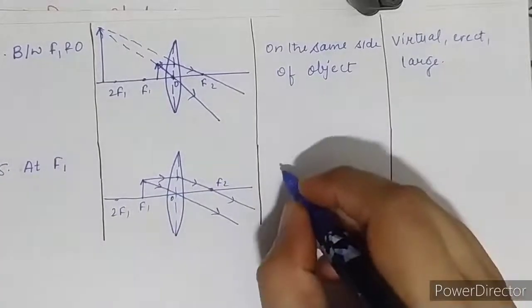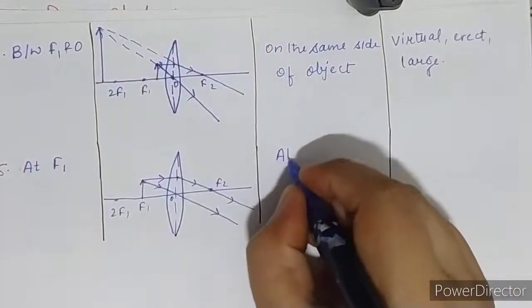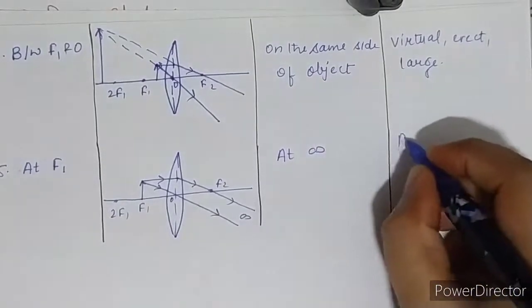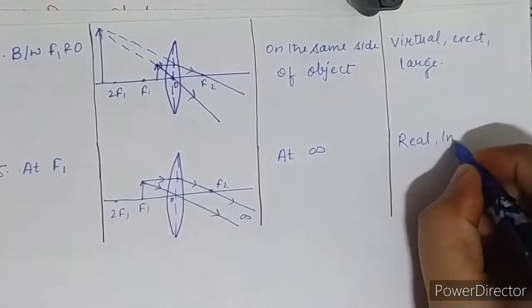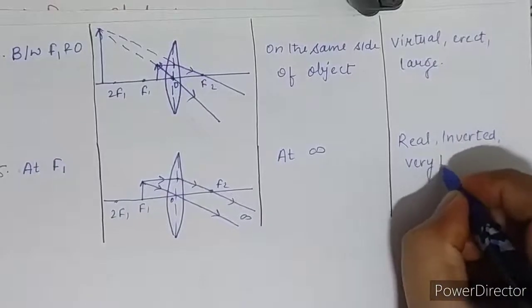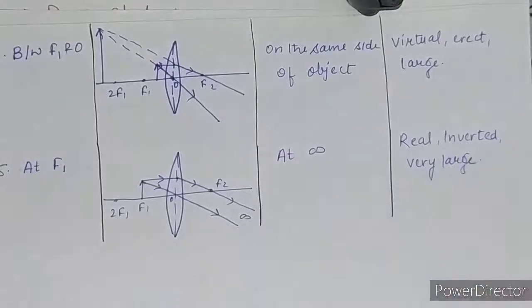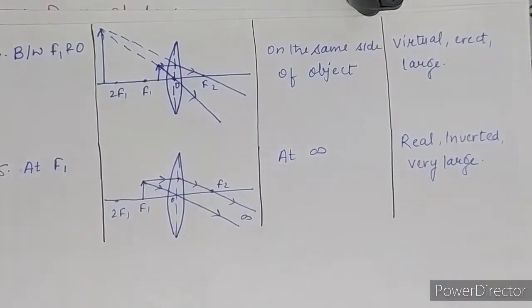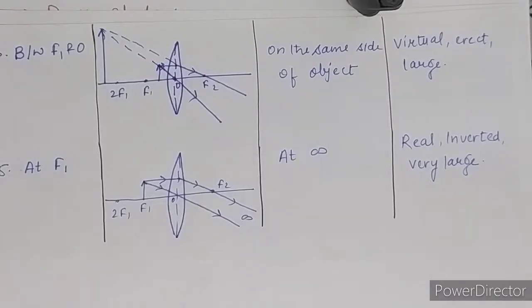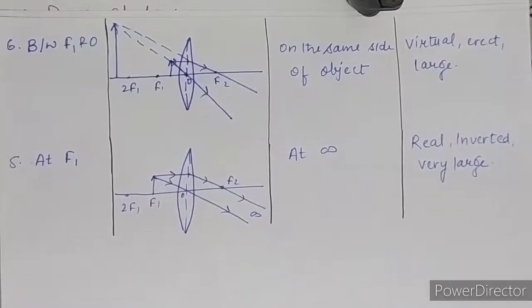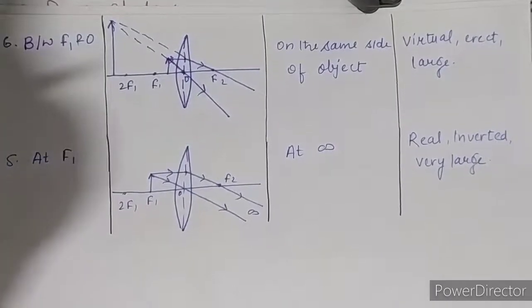Then the image is formed at infinity. That is real, inverted, and very large. This is the correct diagram. Skip the previous diagram which I made for the fifth condition, I took that condition wrong. Sorry for that. Now I have made the fifth condition again. So all six ray diagrams of image formation by the convex lens have been made.